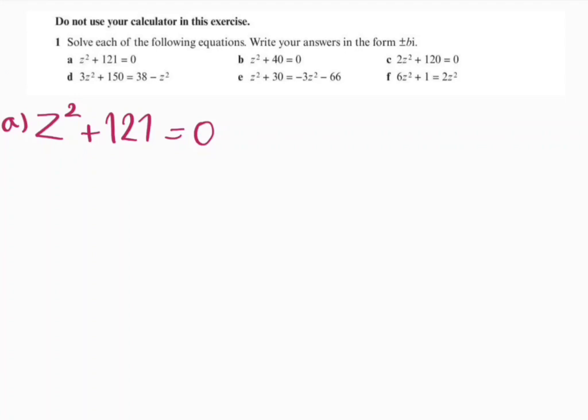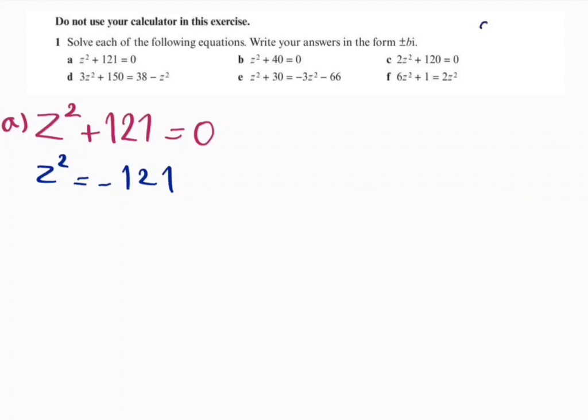z squared plus 121 is equal to 0. As usual, let's rearrange the equation and we take away 121 from both sides. So we get z squared is equal to minus 121. We haven't done this before, but now when we are working with complex numbers, we are allowed to take the square root of negative numbers. So in this case, let's take the square root of both sides.